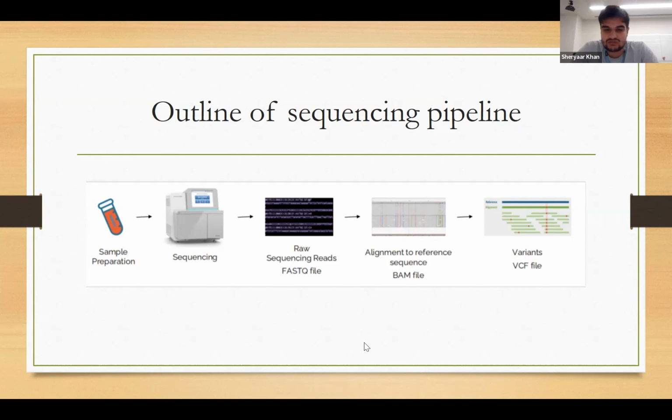So once we get those raw sequencing files, we need to align to a reference sequence. Now, does anyone know why we might need a reference sequence, or what it even is? Anyone, in the chat box, I'm sure we'll get some good answers. I can't see anything in the chat, so I'm just going to answer that question.